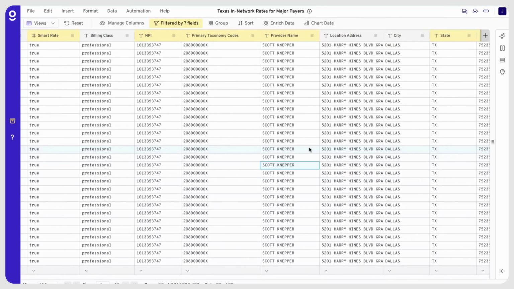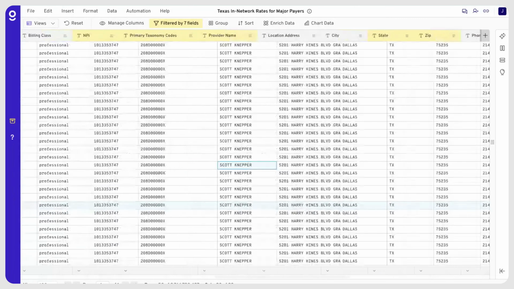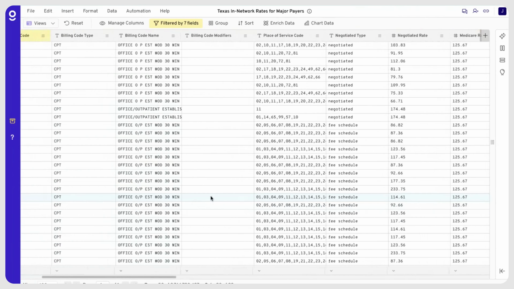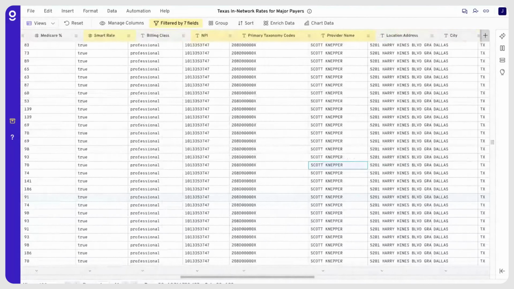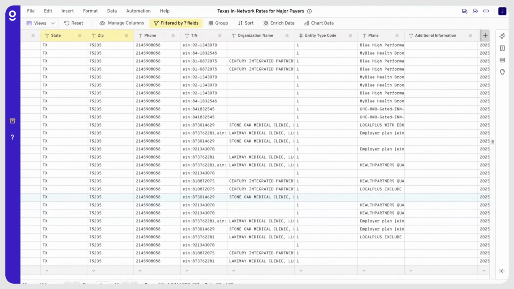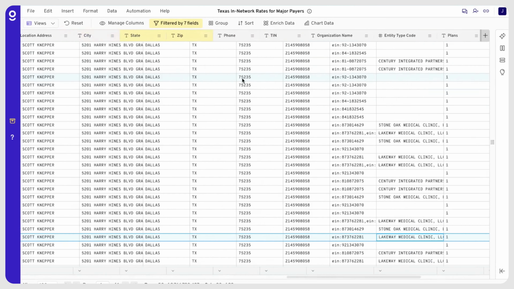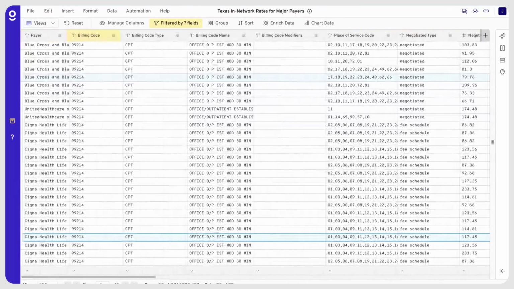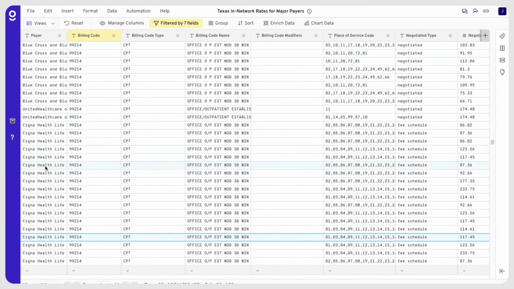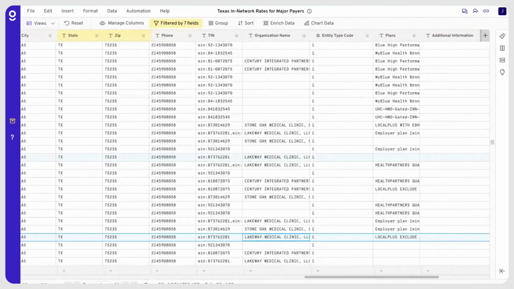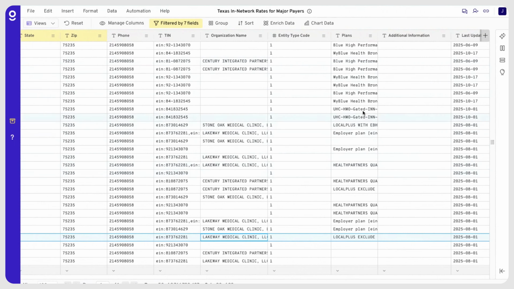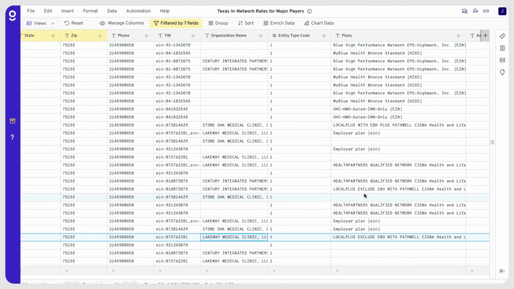So I filtered this down to just Scott. It's 50 rows of data. And I'm still curious, why are these all 99214 office visits? So why is it there are 50 of these? Well, if I scroll to the right, I can start to see why here and here. So there are multiple EINs associated with these contracts. One reason is simply that we can see there are a variety of payers here. So we've got Blue Cross, United, Cigna. But in addition to that, we've got different organizations and we have different plans that are associated with it.